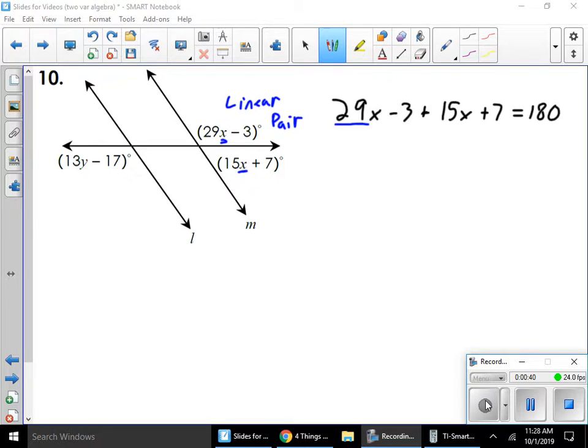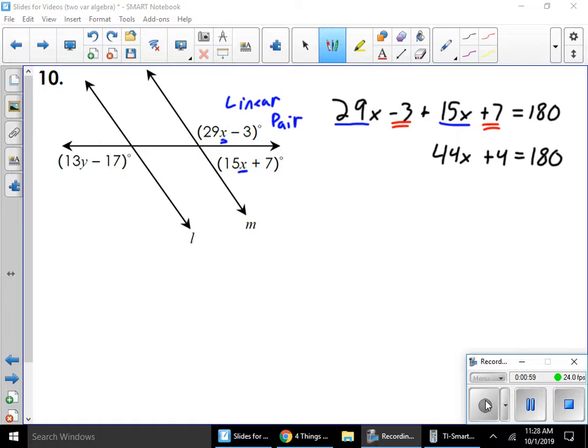Notice we have 29 and 15. Those are both x's, 29x and 15x. So combining those gives us 44 total x's. And then we also have negative 3 and 7. Negative 3 and 7 are like terms. Combining those gives us a 4.